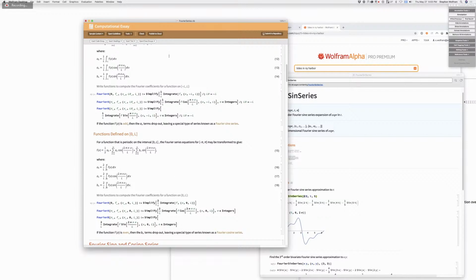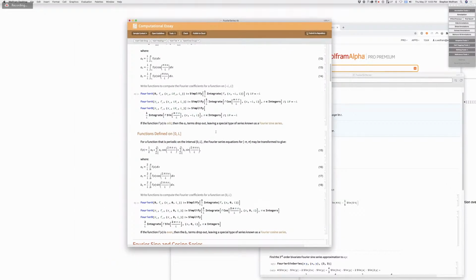I think it's really right because in most cases, as the examples mentioned earlier, like tides or heartbeat, the heartbeat is not pi seconds, the tide is not pi days, it's some other unit. So we need one that doesn't go from minus pi to pi. We need one from generic minus L to L.